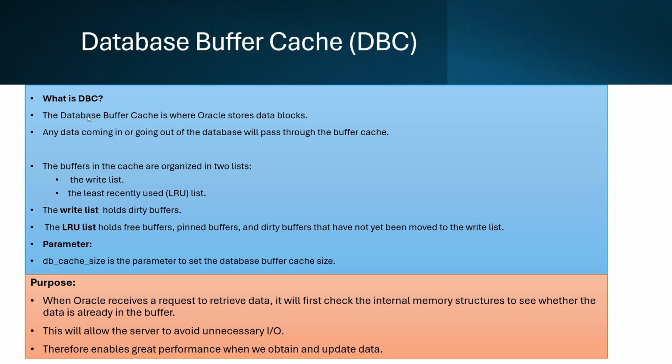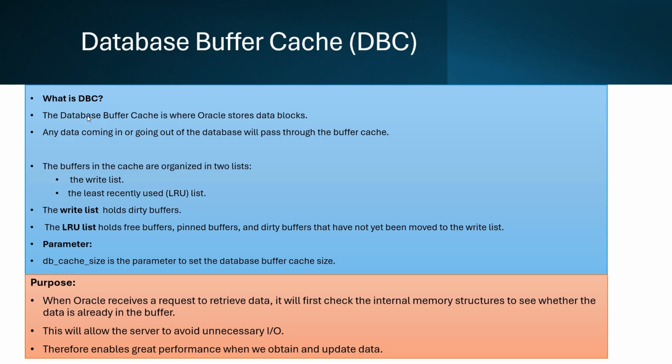Then in the parameter file, the configuration parameter db_cache_size is the parameter to set the database buffer cache size. The purpose of the database buffer cache is that when Oracle receives a request to retrieve data, it will first check the internal memory structure to see whether the data is already in the buffer or not. This allows the server to avoid unnecessary IO. It need not go to the data file every time.